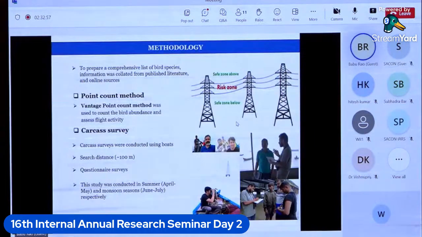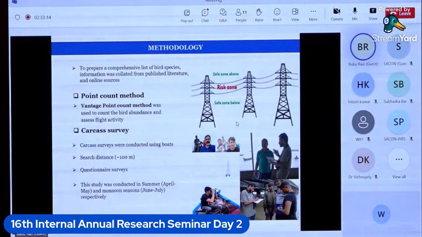So coming to the methodology, to prepare a comprehensive list of bird species in and around Thane Creek, we collated information from published literature and online sources. And to record the bird abundance and the flight activity, we used the fixed vantage point count method.